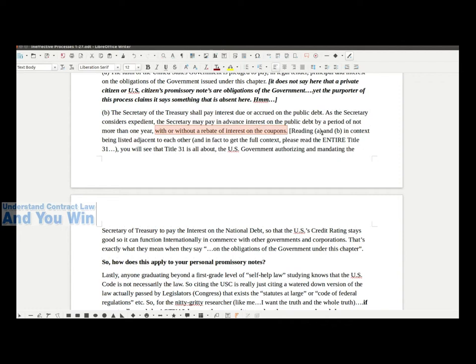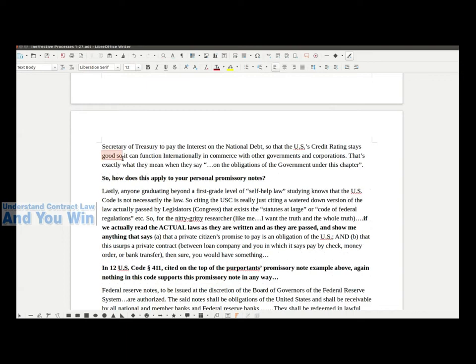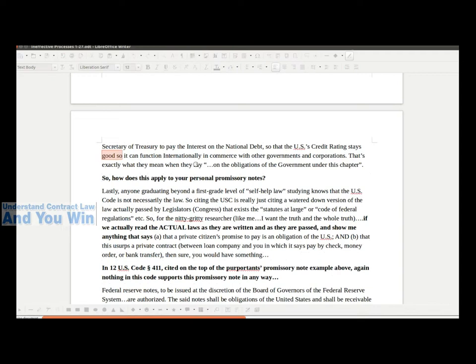So regarding Sections A and B being listed adjacent to one another, and in fact, to get the full context, Tom, I'm encouraging you to read the entire Title 31. I'm just not going to read it all on video here for the sake of time. You will see that Title 31 is all about the U.S. government authorizing and mandating the Secretary of Treasury to pay interest on the national debt so that the U.S.'s credit rating stays good, so that there's less compounding interest and it winds up owing less over time, and so it can function internationally in commerce with good credit with other governments and corporations. That's exactly what is meant when they say, in this code, on the obligations of government made under this chapter.